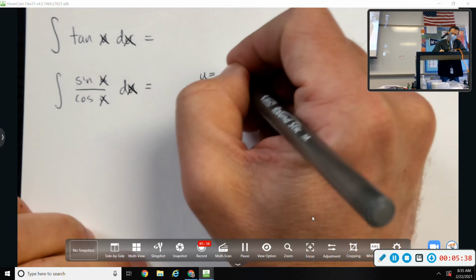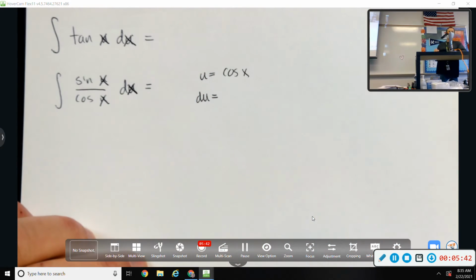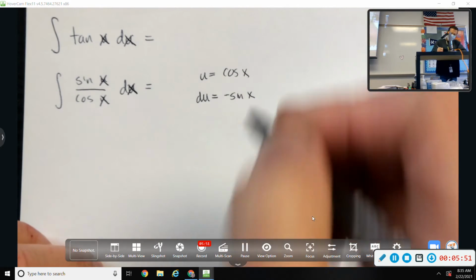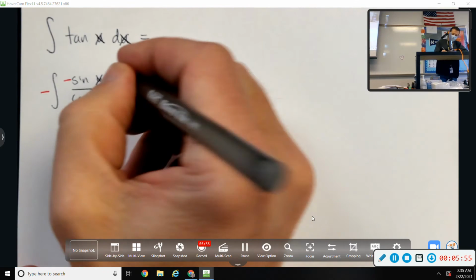So if u is cosine, what's the derivative of cosine? Negative sine. So I need to throw a negative in there to make this work, and then a negative out front.